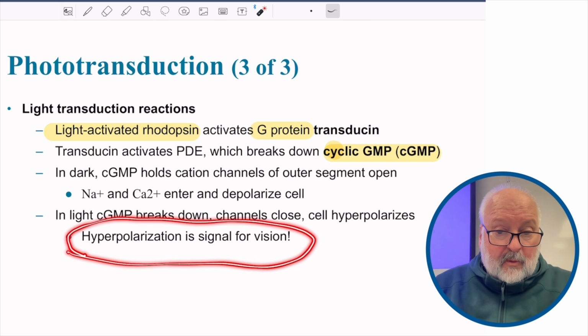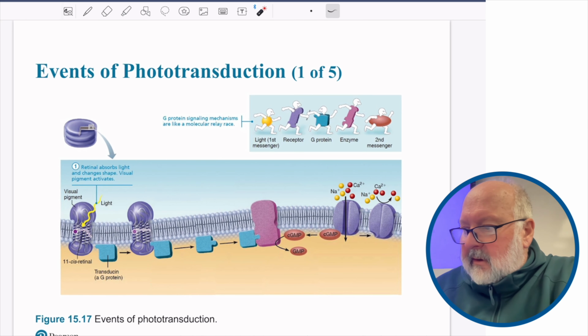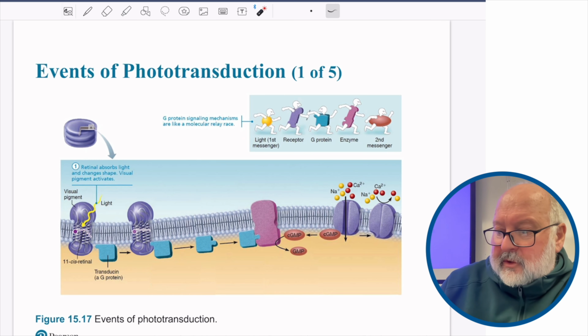So by hyperpolarizing, I'm going to stop one cell that's inhibiting another cell, and therefore that cell, if the inhibition's gone, will then fire. I know it's a little convoluted, but hang in there. So let's look at this second messenger system.